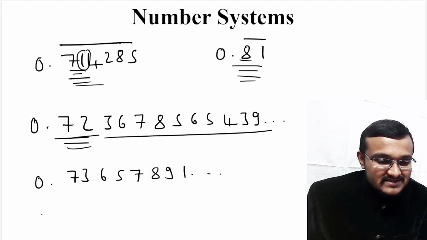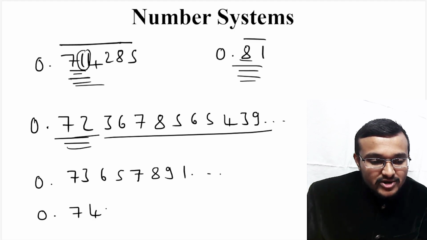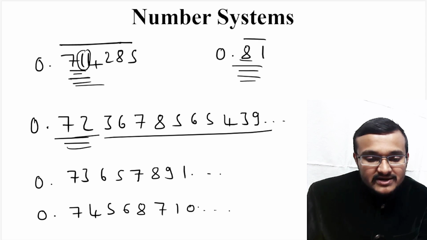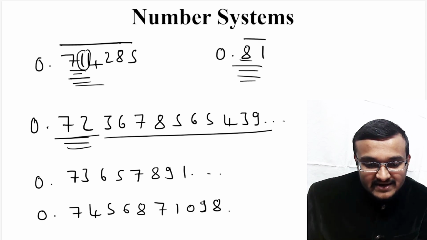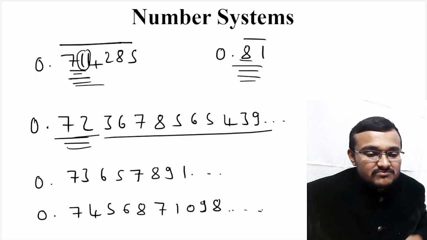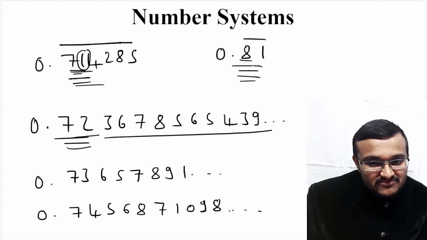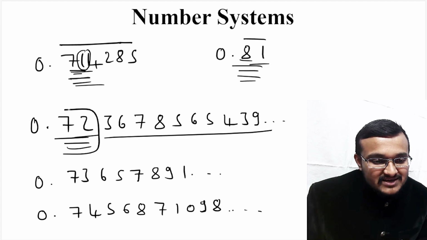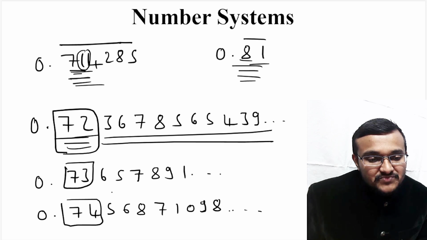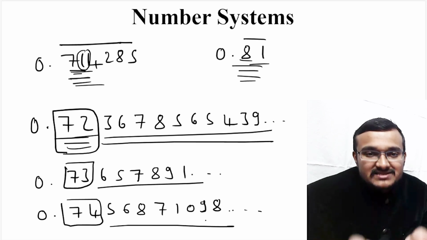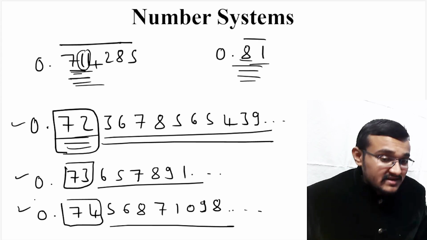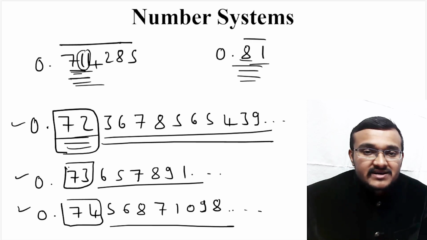0.73657891, and it can go like this randomly, and I can give one more number 0.74568710, and here it is again 9, 8, and it goes on like this. So here randomly you can go on giving numbers, but always remember it should be greater than 0.71 and less than 0.81. So in order to do that, I have taken 0.72, 73, 74 in the start, and then I have put some random numbers in order to make these numbers irrational. So I have given 3 irrational numbers. You can find much more irrational numbers between this 5 by 7 and 9 by 11.